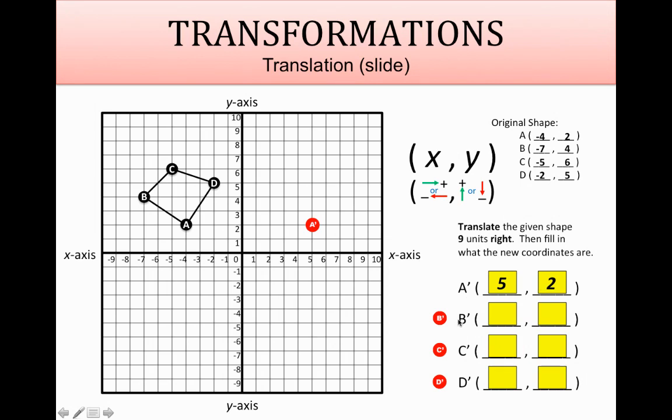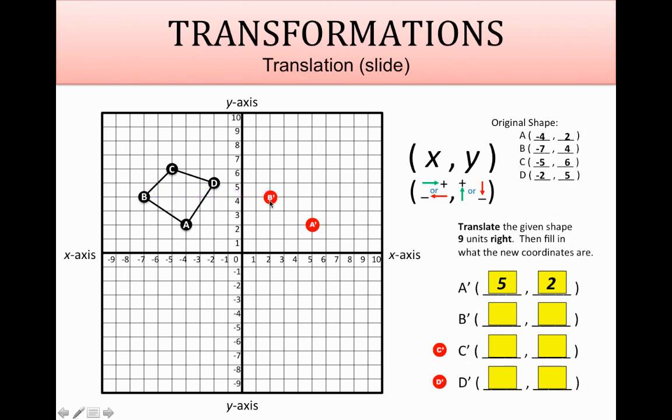And we're going to move B prime, C prime, and D prime 9 units to the right here. So we're going to move B 9 units to the right. When you count it off, it'll be right here. So you guys would take B prime and drag it over here, click and drag, and that's where it would be.